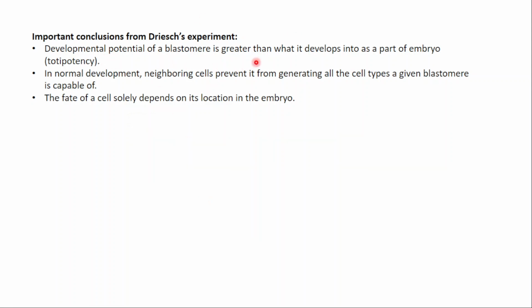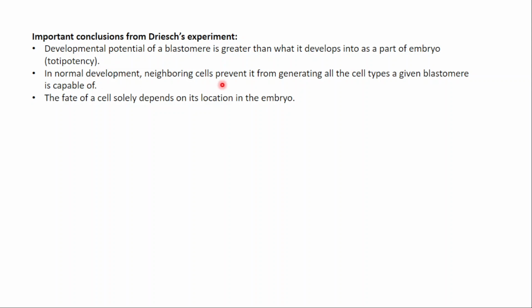Developmental potential of a blastomere is greater than what it develops into as a part of embryo. Each blastomere is totipotent. Developmental potential is larger than what it generally develops. So when you put all the blastomeres together, you do not get four different individuals. You get only one individual. That means each blastomere has the potential to form an individual.